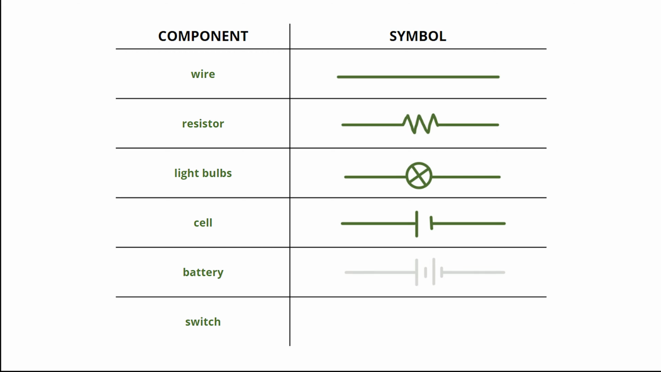A battery is composed of multiple cells. Notice the symbol for a battery appears to look like 2 cells in a row, or in series. The symbol for a switch shows that the electrical connection can be open and closed at the contact. Let's talk about how each of these electrical elements are connected and how they work with each other in a circuit.